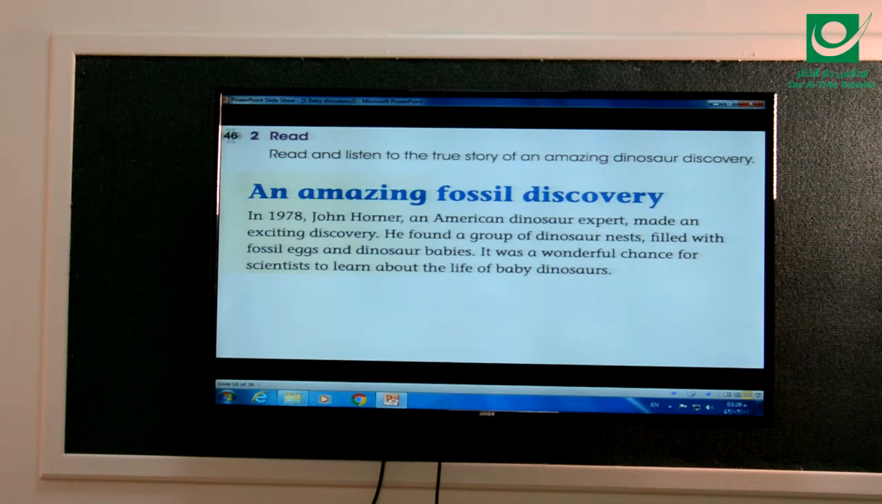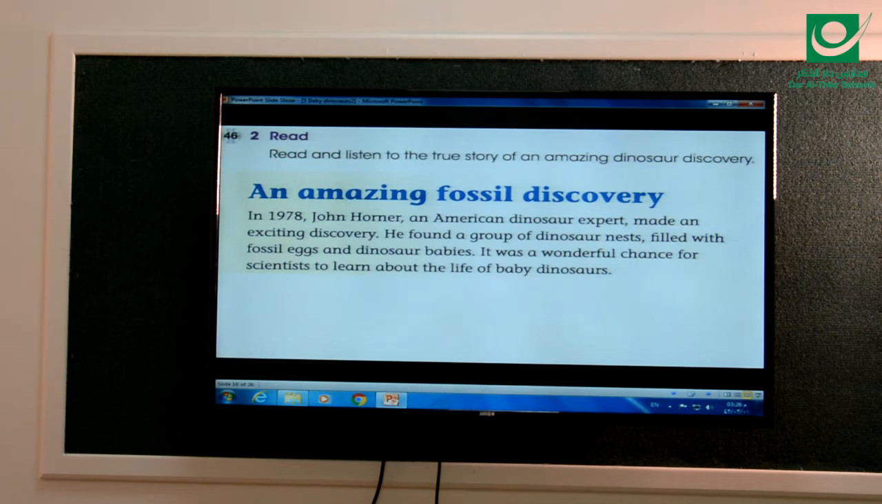In 1978, John Horner, an American dinosaur expert, made an exciting discovery. He found a group of dinosaur nests filled with fossil eggs and dinosaur babies. It was a wonderful chance for scientists to learn about the life of baby dinosaurs. The first nest that Dr. Horner discovered had 15 baby dinosaurs. Each dinosaur was nearly a meter long. The bones of an adult dinosaur were near the nest.